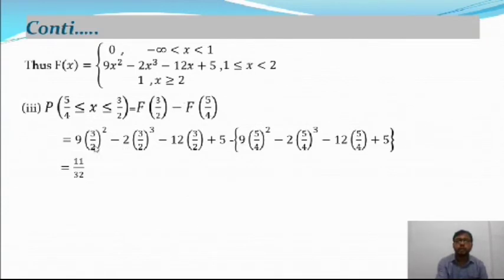So the distribution function F(x) at the point x equal to 3/2 will give this, and at the point 5/4 it will give this. Both the values are in the interval 1 to 2. After simplifying this, it will give 11/32. So the probability of 5/4 less or equal to x less or equal to 3/2 is 11/32. Understood?